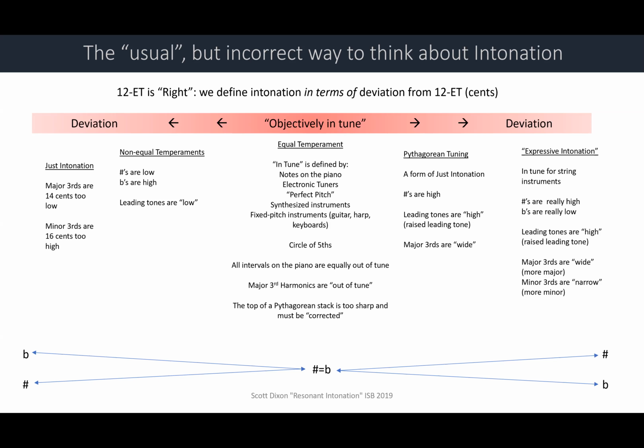We define intonation in terms of its deviation from 12-tone equal temperament. Does that make sense? So we say that in a Baroque temperament, the sharps are low, the flats are high. We say that in just intonation, major thirds are 14 cents too low, right? We define it in terms of equal temperament because a cent is an equal tempered half step divided by 100, right? So then in the other direction, we define Pythagorean intonation, expressive intonation, etc., as sharps are high, leading tones are raised, that kind of thing, right? So we define everything in terms of 12-tone equal temperament, which is just totally wrong.